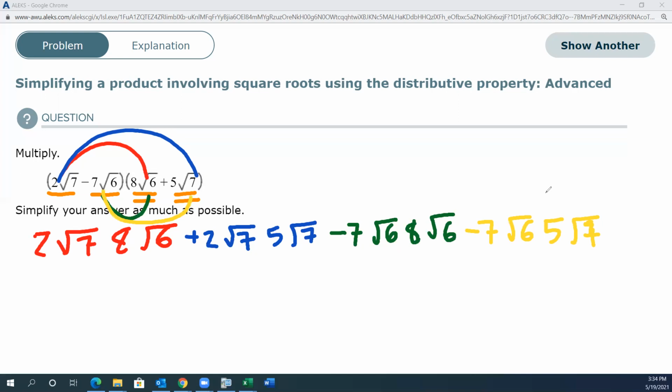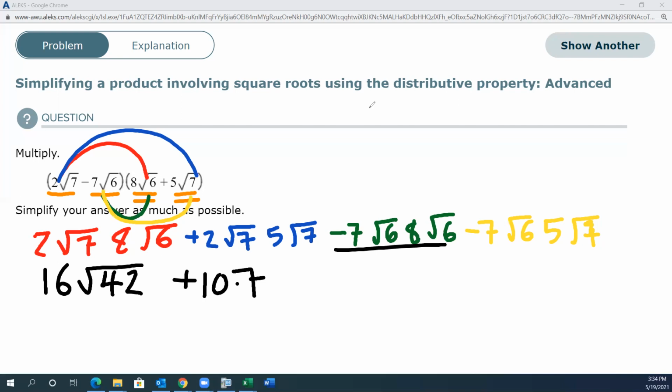Okay, now it's time to tidy stuff up. So right there, we've got 2 times 8 is 16. And then root 7 times root 6 is root 42. All right, now we tackle this guy. 2 times 5 is 10, and root 7 times root 7 is just 7. Now this guy. Minus 7 times 8 is negative 56. And then root 6 times root 6 is 6. Last one. Negative 7 times 5 is minus 35. And root 6 times root 7 is root 42.